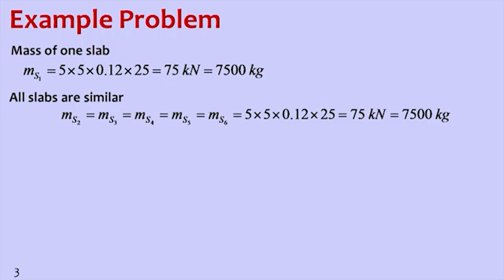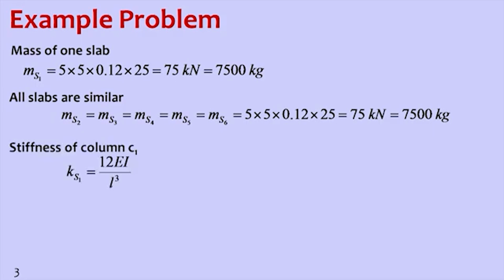Similarly, almost every slab in our plan is of the same size. So, the mass of S2, S3, S4, S5 and S6 is calculated in the same manner: 5 into 5 is the area of the slab, 0.12 is the depth of the slab, and 25 is the unit weight of concrete. So, for each and every slab we get a mass of 7500 kg.